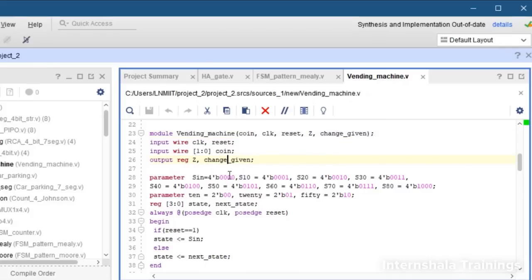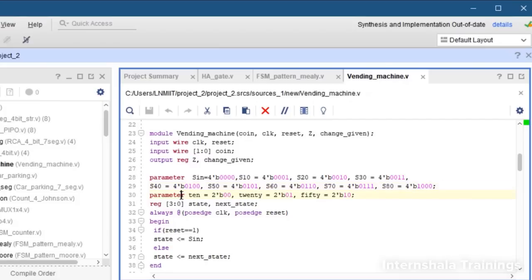So first of all, we decide our states. Our states were S initial, S10, S20, S30, S40, S50, S60, S70 and S80. These were the states that we had. Total 9 states, and that is why we need a minimum of 4 bits. So 0000 to 1000, these are our 9 states.